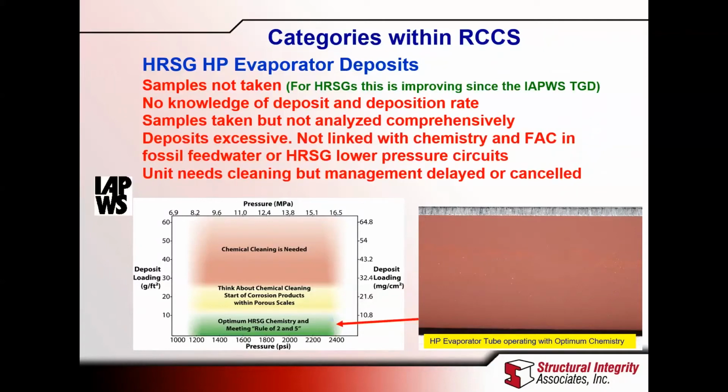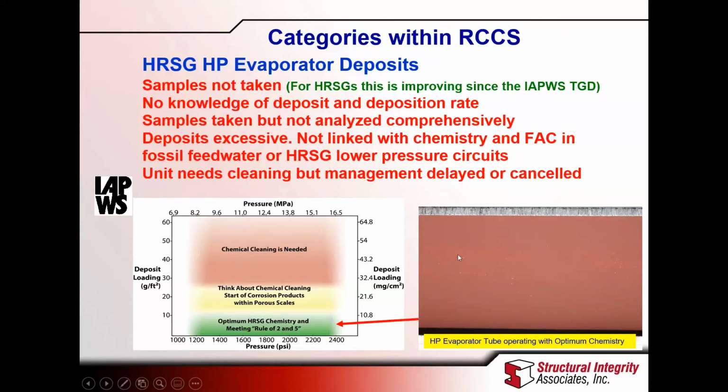The second category is on the HRSG HP evaporator deposits, and some of the things that indicate that this is a repeat cycle chemistry situation for a plant are given here. First of all, probably the most frequent is that samples have not been taken, and the plant might have ended up with hydrogen damage or a large amount of deposits causing problems. There's no knowledge of the deposit and the deposition rate. Samples are taken but not analyzed comprehensively, whereas this is quite well understood, what has to be done. Deposits are excessive, and are not linked with the chemistry of other parts or FAC in the low pressure and lower pressure circuits.